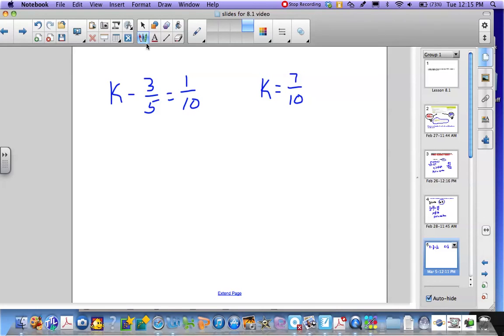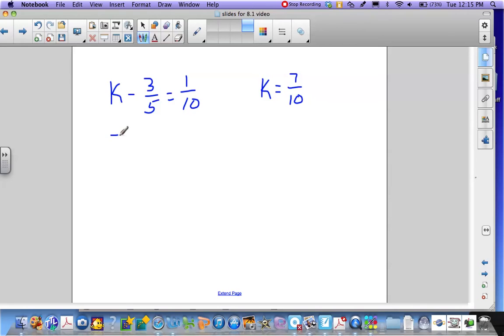In this one we have a fraction. We want to know if k - 3/5 = 1/10 is our equation, and we want to know if k = 7/10 is a solution. So I'm going to substitute 7/10 for the variable, minus 3/5. And remember, when you're adding or subtracting fractions, you have to have a common denominator.